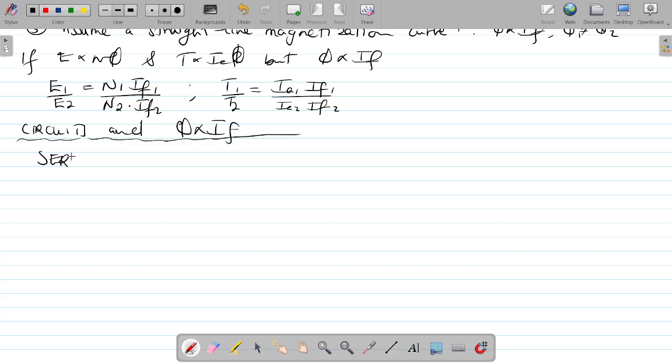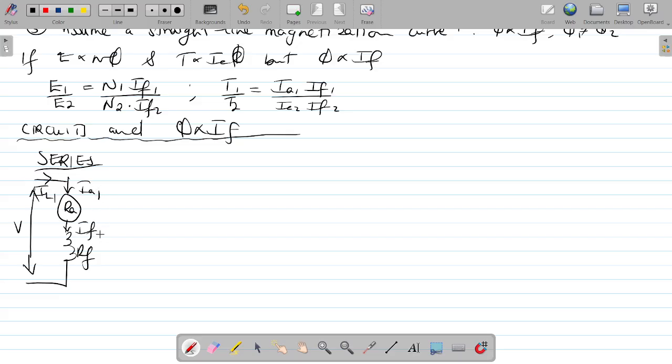So we started with the series circuit. On our series circuit, we had an armature connected in series with the field. Now, in this case, I'm going to come up with scenarios. My first scenario, they've given us the original circuit, which is the one I'm sketching now. Here you have your RA, where we have IA, IF, RF. So we have IA1, IF1.